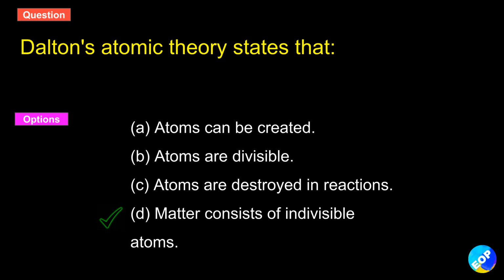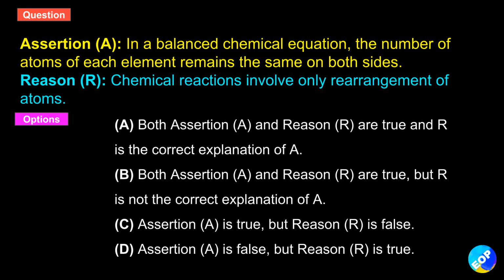Dalton's atomic theory states that matter consists of indivisible atoms. A says in a balanced chemical equation, the number of atoms of each element remains the same on both sides. R says chemical reactions involve only rearrangement of atoms. Answer is A. Both A and R are true, and R is the correct explanation.